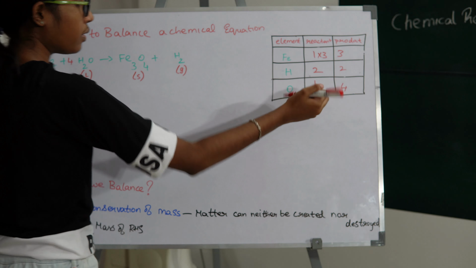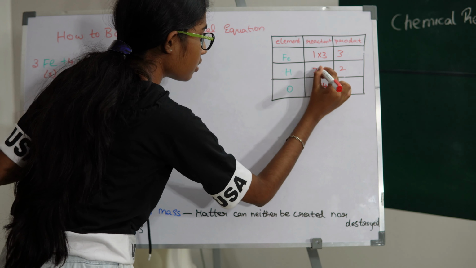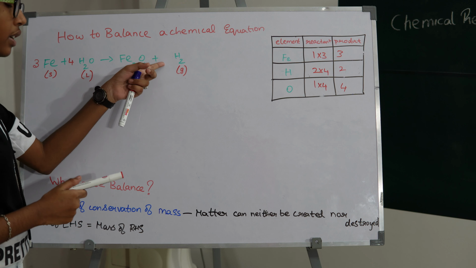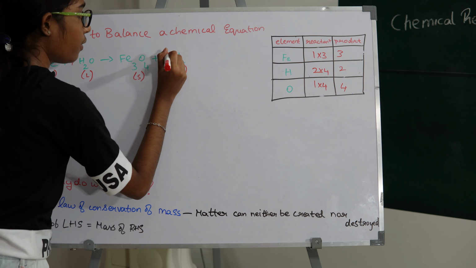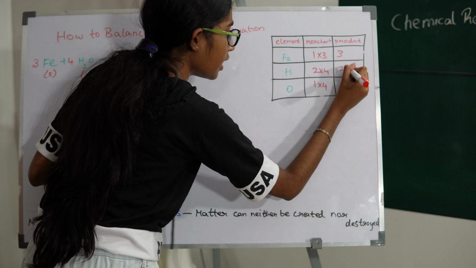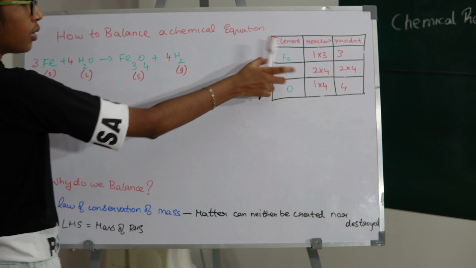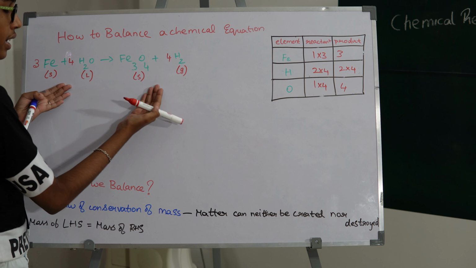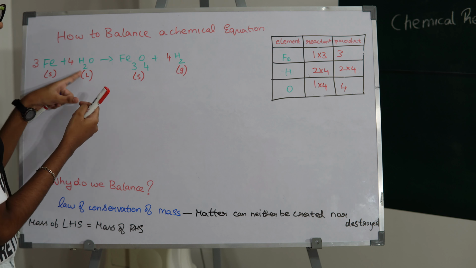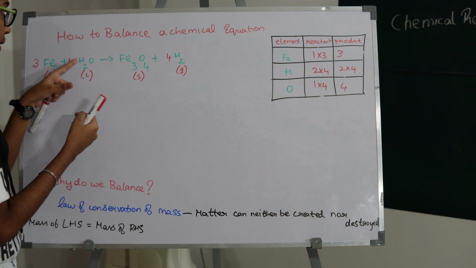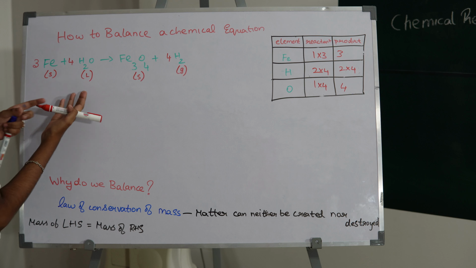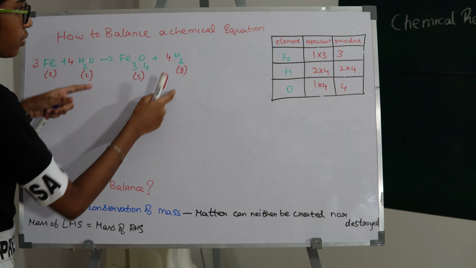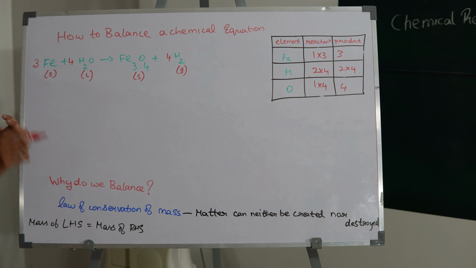But if we add 4 over here, this also becomes 8 now, because 4 into 2 is 8. But over here it is only 2. So let's add 4 over here, into 4. So 3 Fe in the reactant side and 3 Fe in the product side. Next, 8 hydrogen in the reactant side and also in the product side. Hydrogen is equal, then oxygen 4, 4. So this is now balanced.